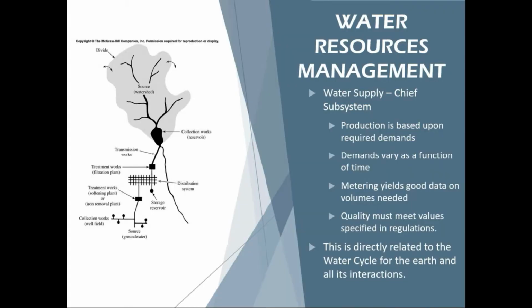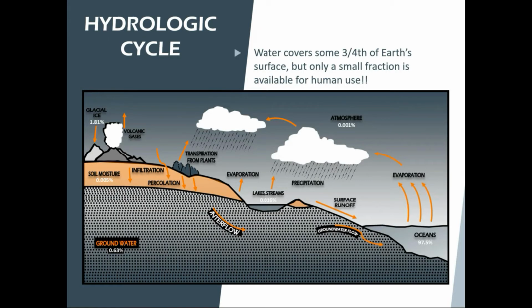Oftentimes the production in your water supply system is based upon your demands, what municipal demands you have in terms of your residents, in terms of your businesses, in terms of your industries. And all of this gets tied back to the water cycle for the earth and all of its interactions. When you look at the water cycle, we know 3/4 of the earth's surface is covered by water. However, when you really look at it, only a small fraction is available for all of humanity to use.